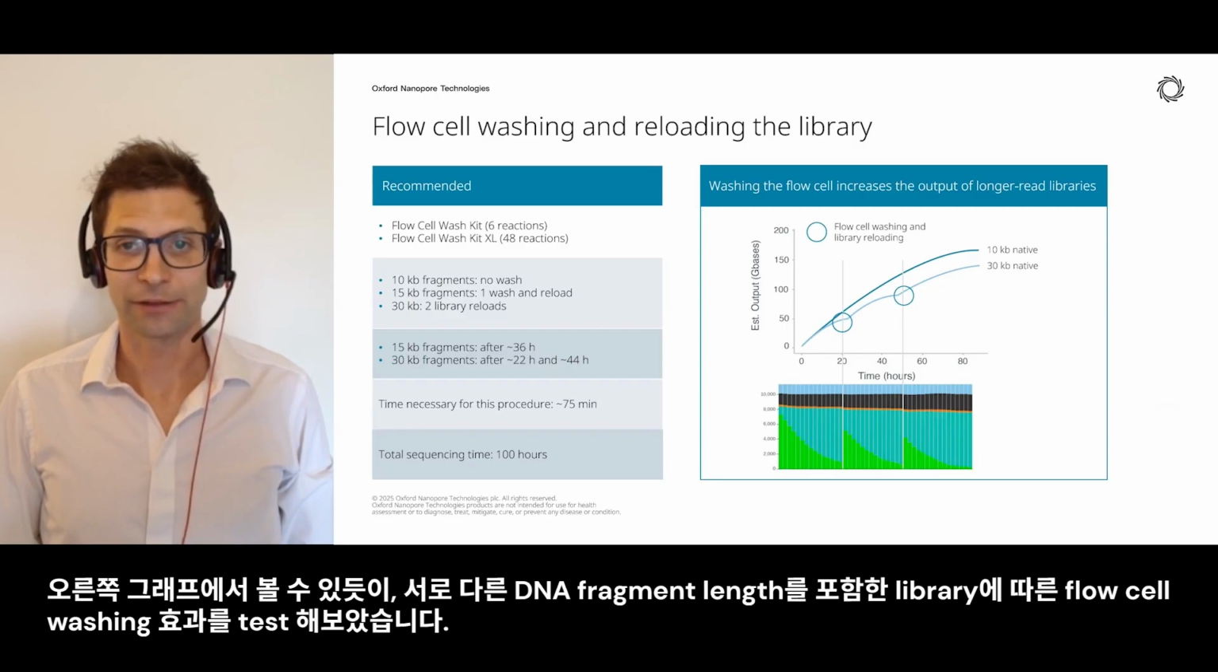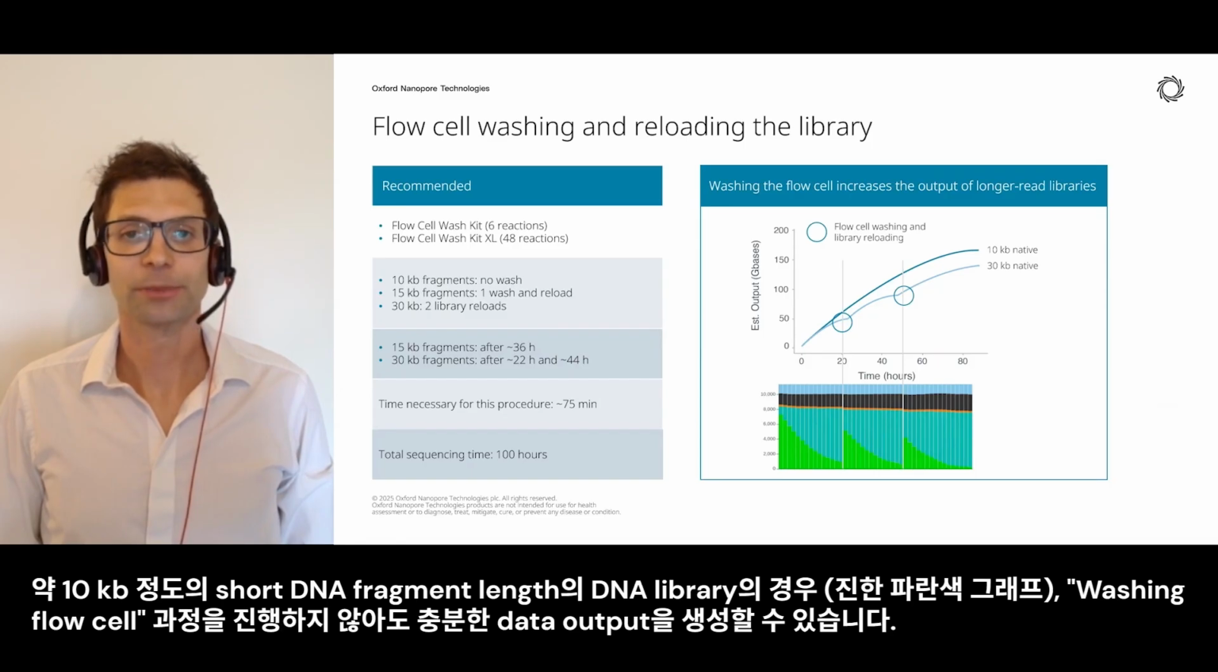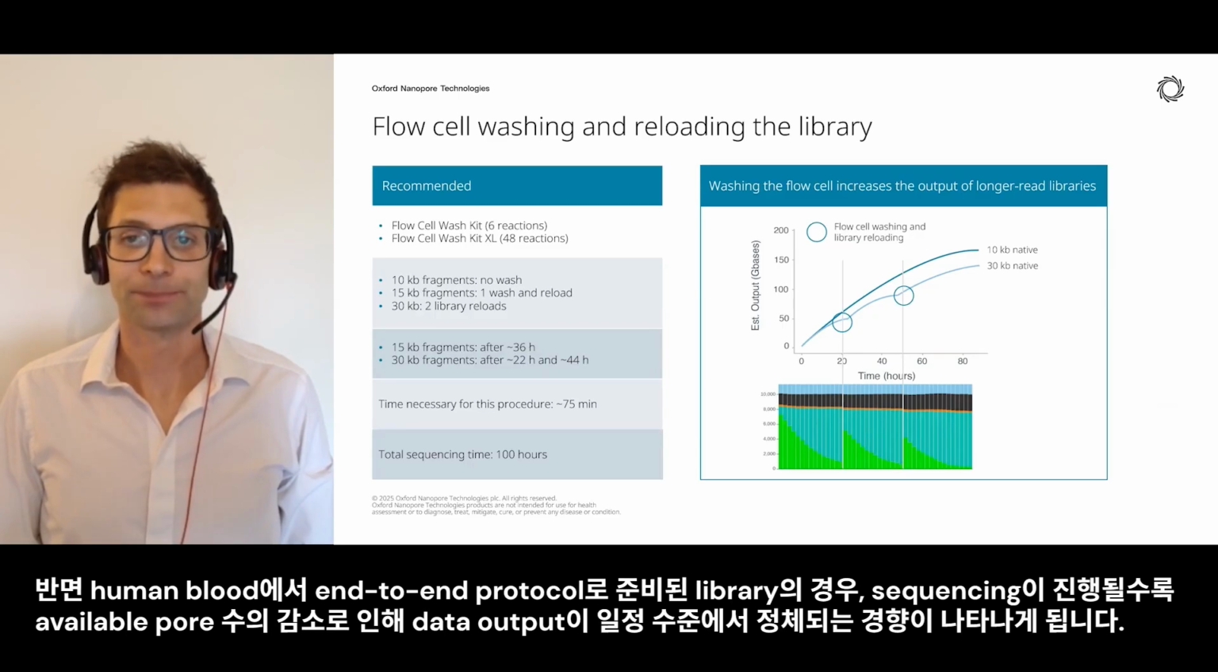As you can see in the graph, we have tested the impact of flow cell washing on libraries with different fragment sizes. Shorter human DNA libraries extracted with other methods do not require washes to generate sufficient amounts of data. As you can see for the dark blue line, which shows data from a run in which the human genome is sequenced in 10 kb fragments. However, the rate of data generation from libraries prepared from blood samples, as described in our end-to-end protocol, tends to plateau due to the reduction in pore availability.